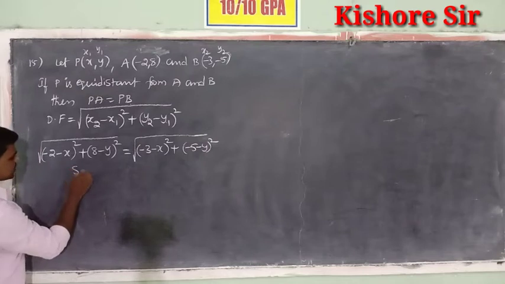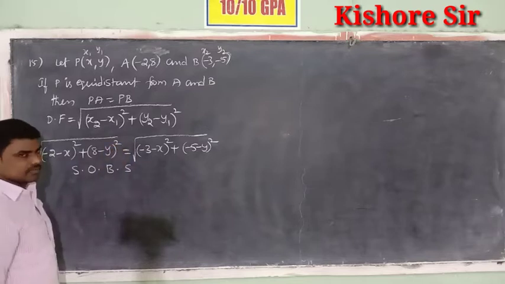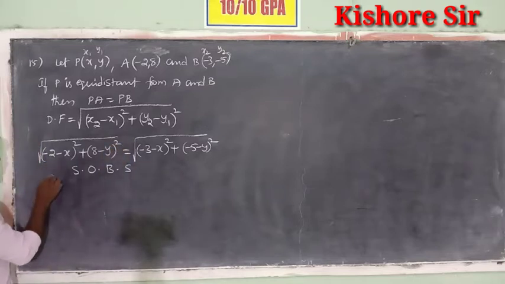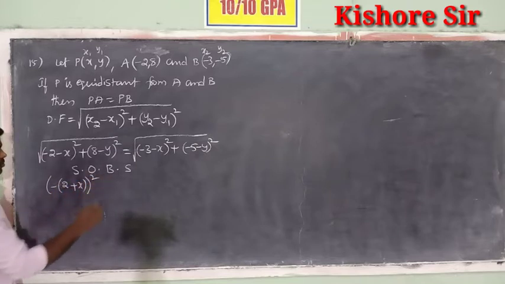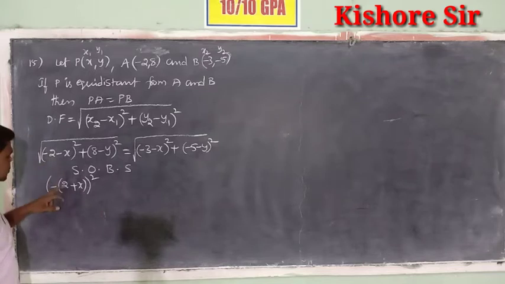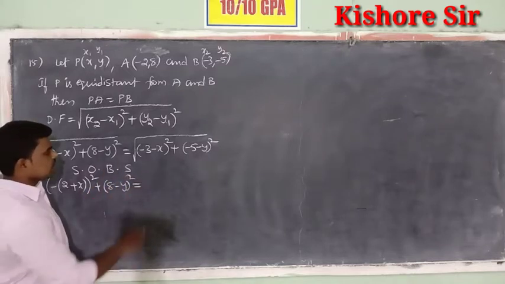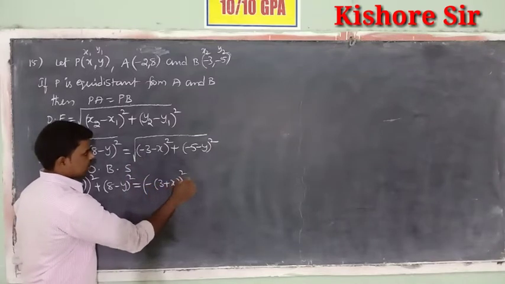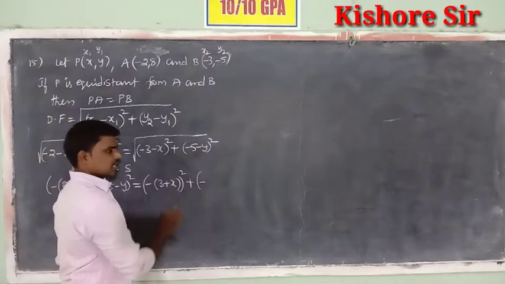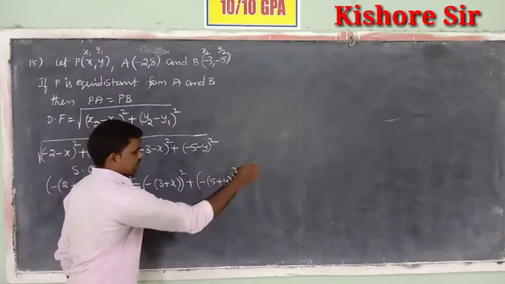Now squaring on both sides, then the square roots are cancelled. So the remaining values are, see here, minus is in common, the remaining term is (2 plus x) whole square, plus (8 minus y) whole square, is equal to, here also minus is in common, so (3 plus x) whole square, plus here also minus is in common, (5 plus y) whole square.